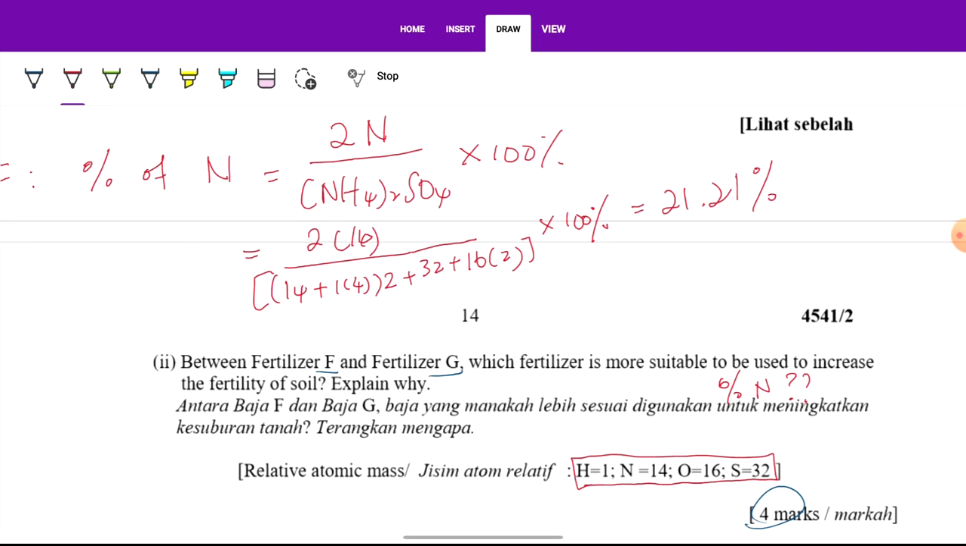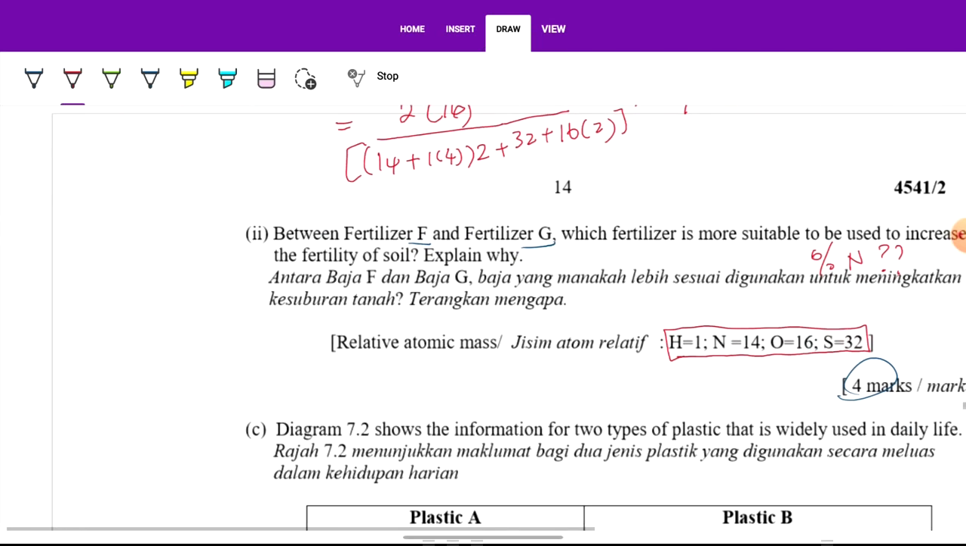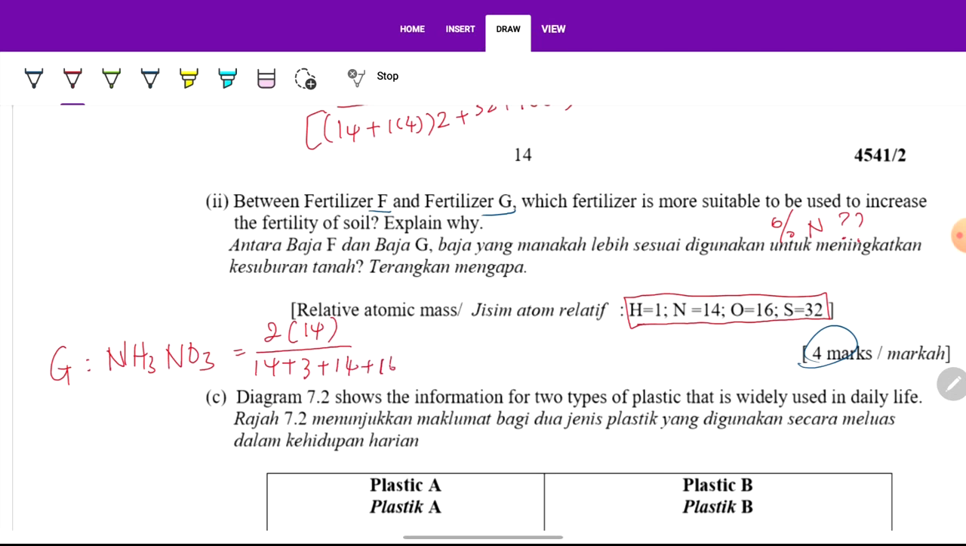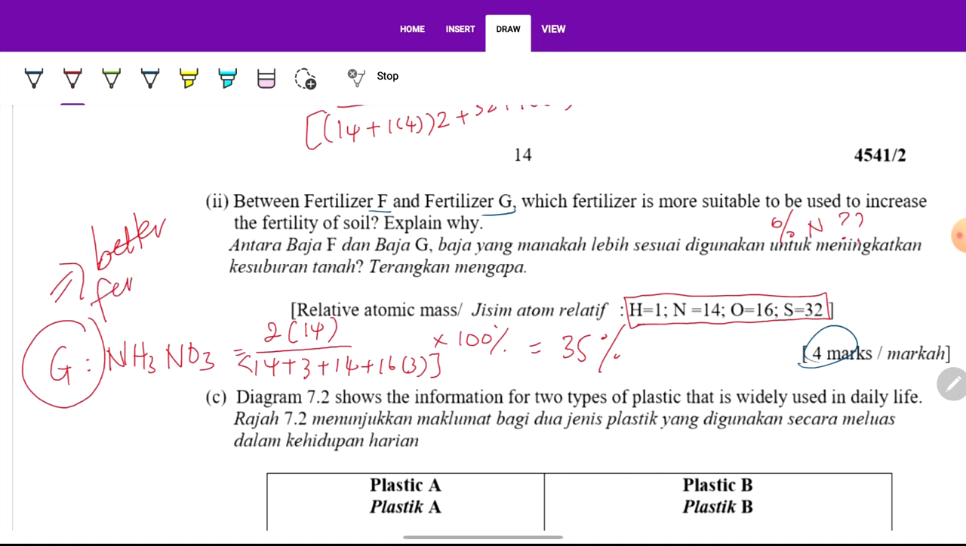Okay, next one we need to calculate for G. So G is ammonium nitrate. So we use the calculator. Again, there are 2N, 2 times N. N is 14. Total up, N is 14 plus 3 plus 14 plus 16 times 3, times 100%. So roughly you will get 35%. Okay, so which one is better? So fertilizer G is better. So the better fertilizer. And why? Because of the percentage.